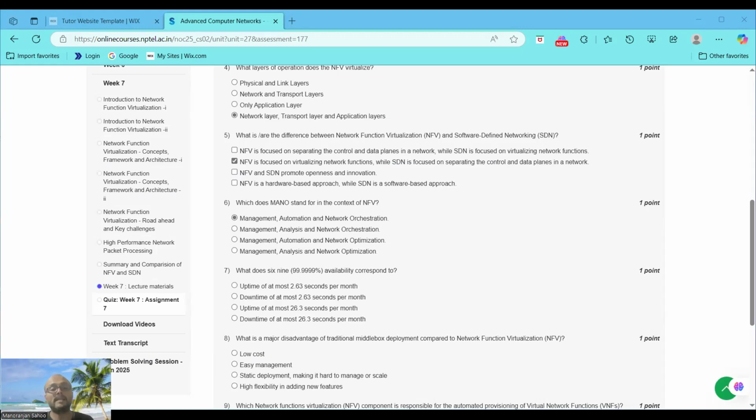So A is the correct standard acronym expansion. B, C, D are incorrect; analysis and optimization don't fit the ETSI definition. That's why the correct option is option A.